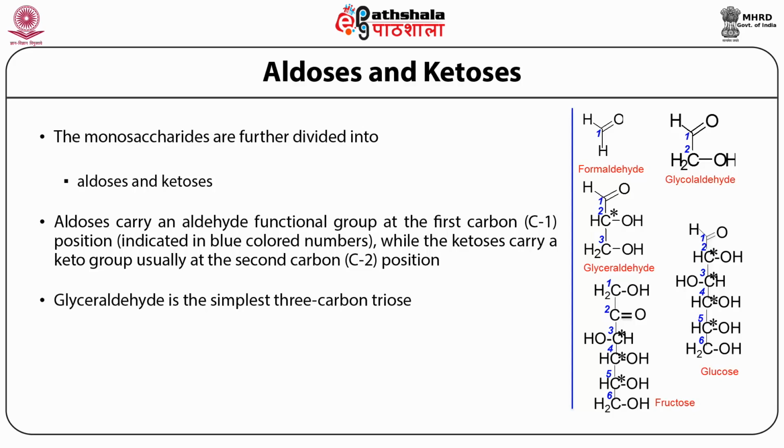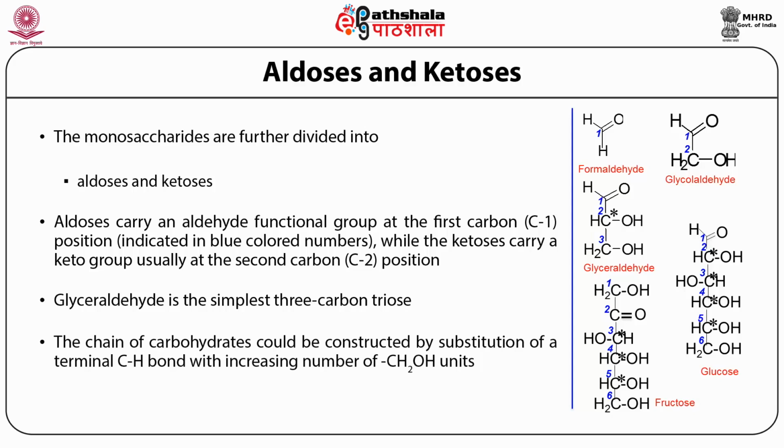Glyceraldehyde is the simplest 3-carbon triose. It is called a triose because it contains 3 carbons, and it's an aldose because it contains an aldehyde group as the functional group. The chain of a carbohydrate can be constructed by substitution of a terminal carbon-hydrogen bond with an increasing number of CH2OH units.